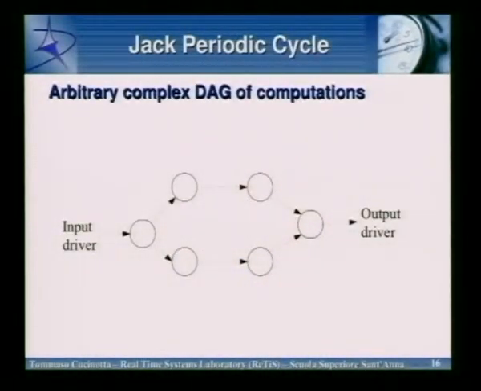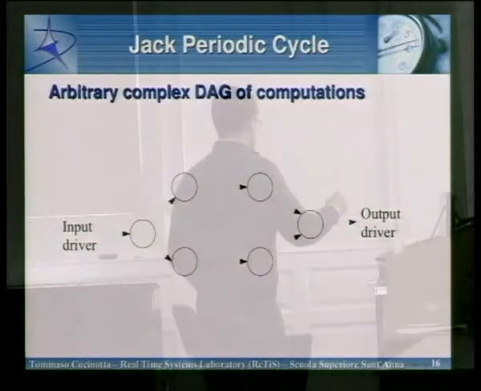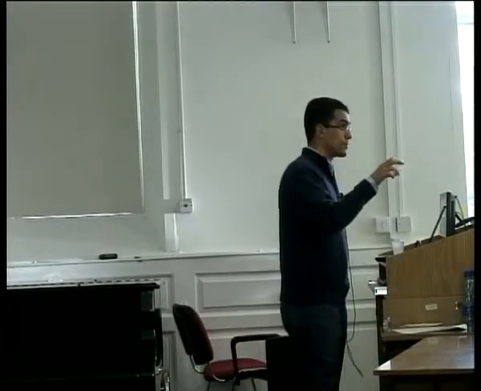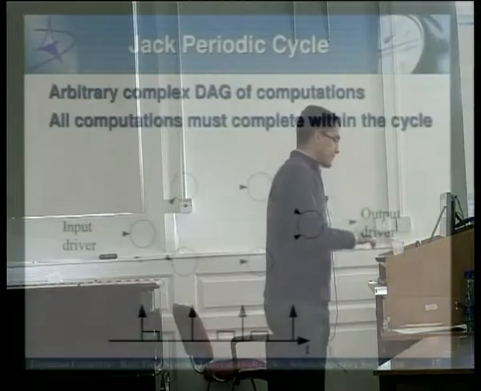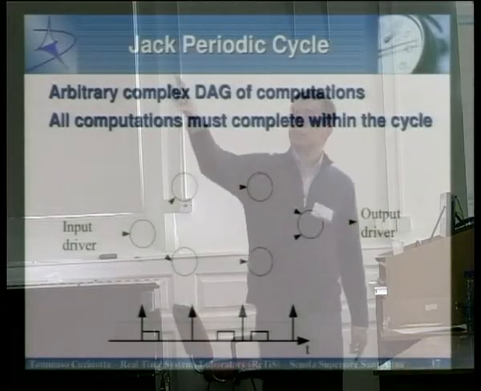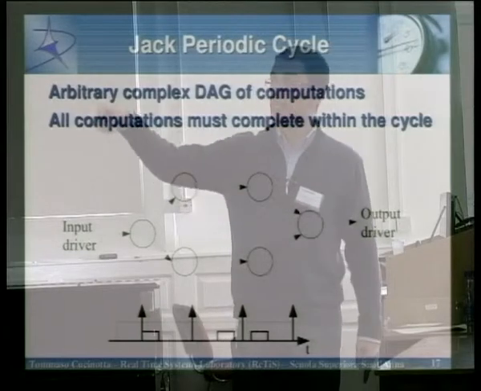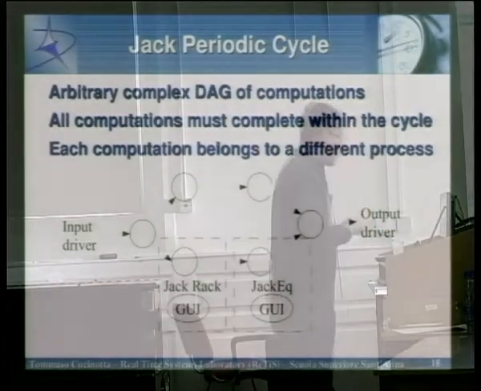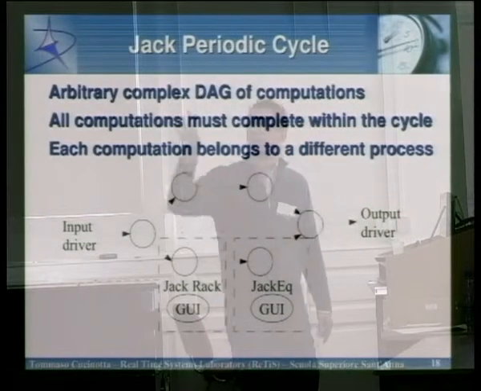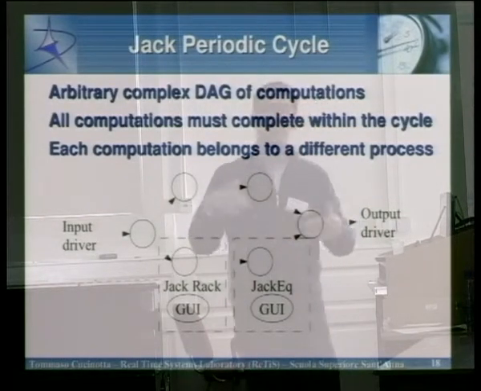So how did we deal with the problem of Jack requiring CPU from different processes? As you know, in the Jack infrastructure, you have an arbitrarily complex directed acyclic graph of computations, which can be done in different processes. All of these computations need to complete within the next Jack audio cycle, and all of these computations also are part of wider processes which contain additional threads.